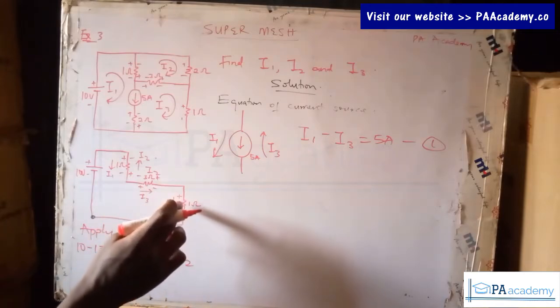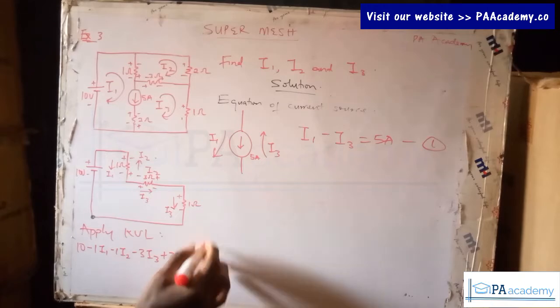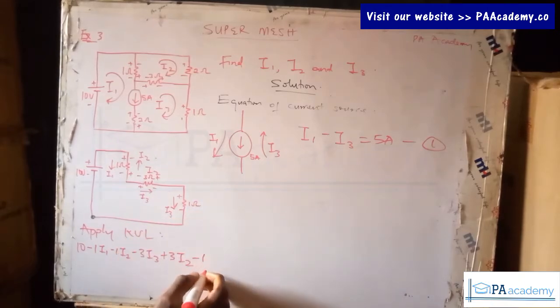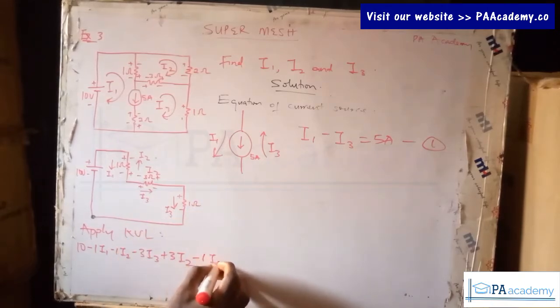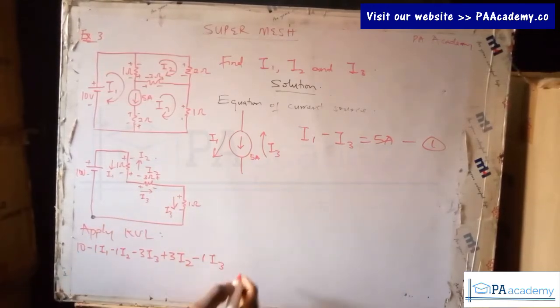And then once we get here, from positive to negative, that's going to be minus 1. And don't forget this is a 1 ohm resistor, so that's minus 1 I3. We have only one current flowing through it, so this is the only thing we are going to be having here. And equals to what? Equals to 0. So now let's simplify this.